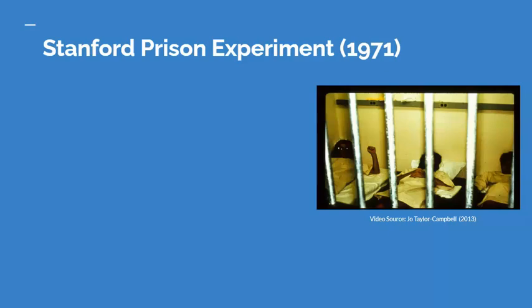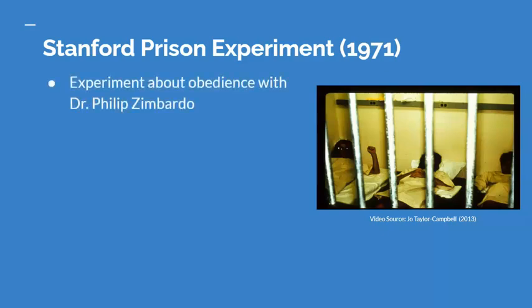The final classic social psychology experiment is the Stanford prison experiment in 1971. This experiment, led by Dr. Philip Zimbardo, studied obedience as well as social roles and social norms in a group setting.